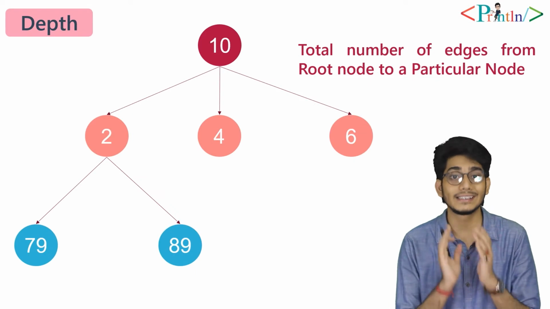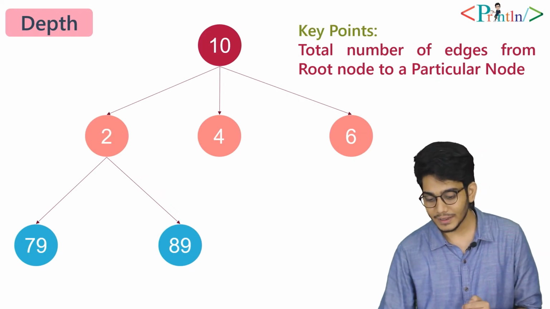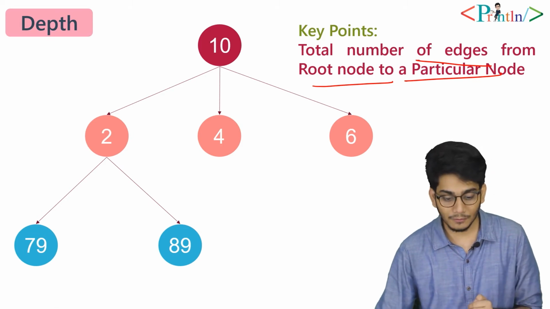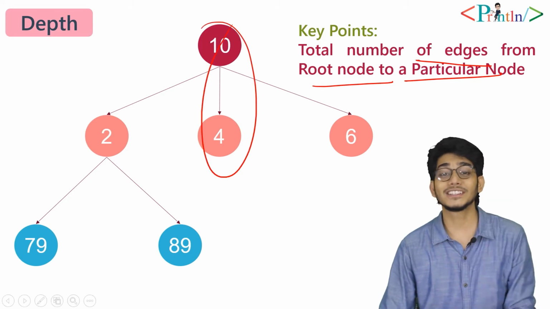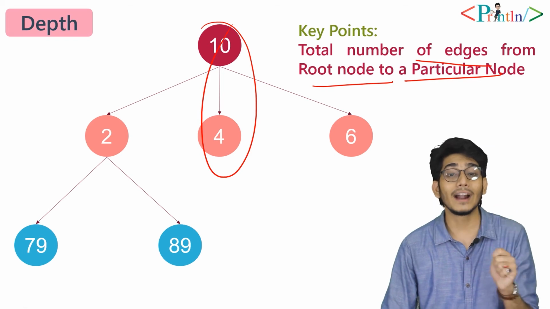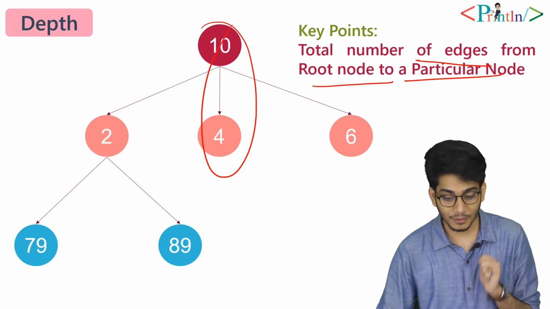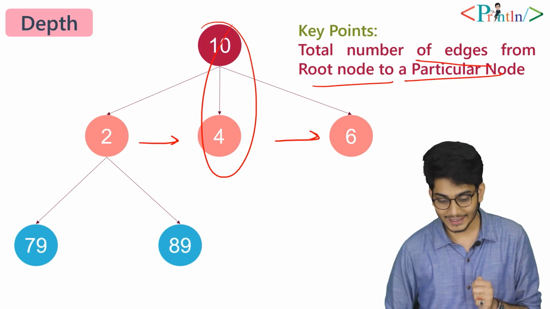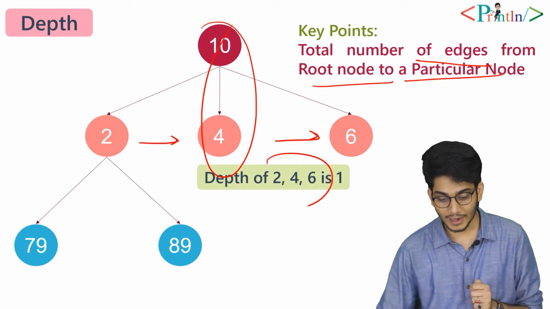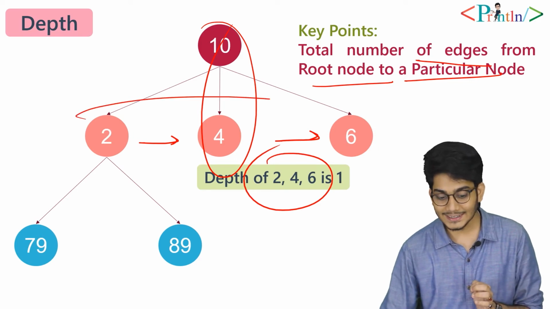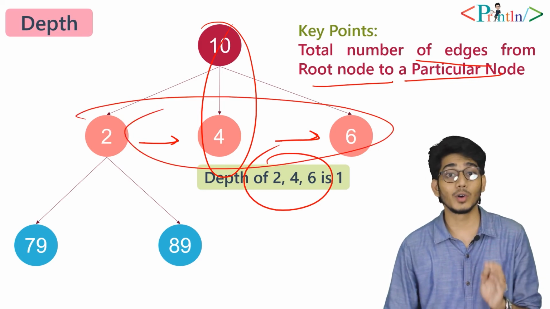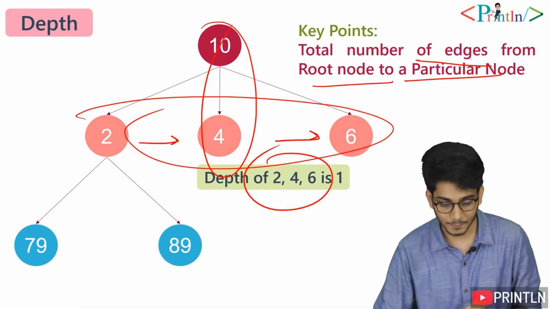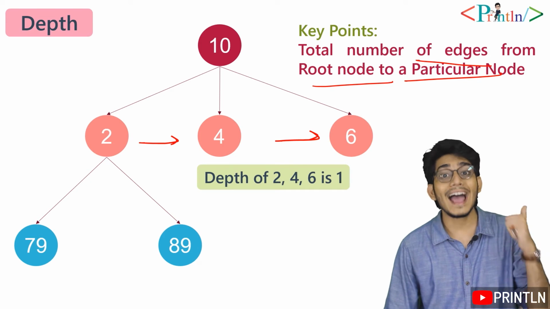Now we'll talk about the depth of a tree. It is the total number of edges from the root node to a particular node. What is the depth of 4 and 10? You just pause this video and write in the chat section what the depth of 4 will be. The depth of 4, 2 and 6 will be 1. Why? These three are siblings. I hope you know what siblings are. If you don't know, just click on the I button and watch the previous video. So the depth of 2, 4 and 6 is 1.